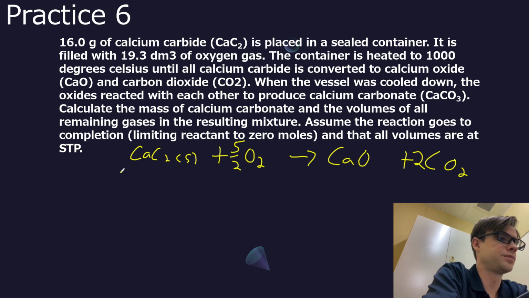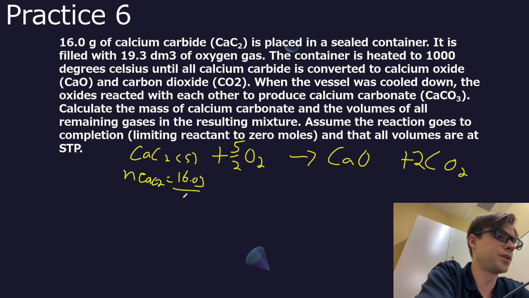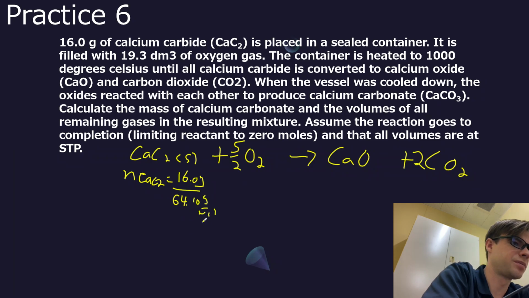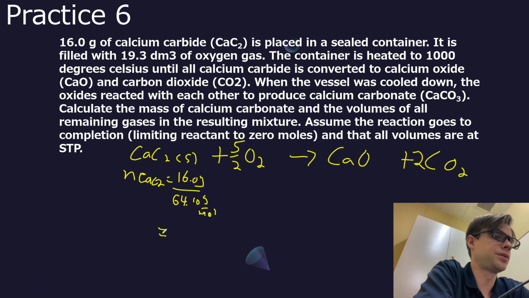All right, now we do know how much calcium carbide we start with, 16 grams. Need moles though. So n of CaC2 is equal to mass over molar mass. 16 grams divided by 64.1 gram per mole. That comes out to about 0.25 moles.